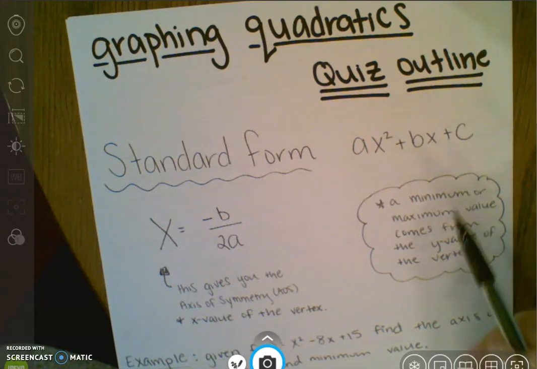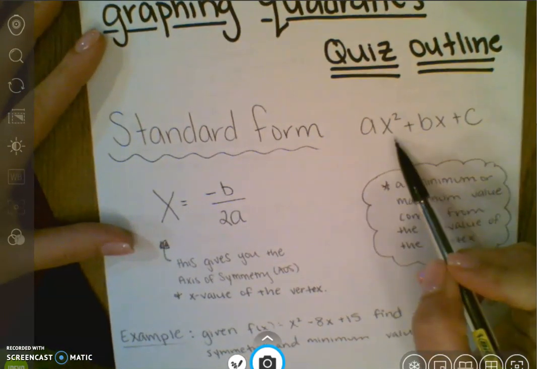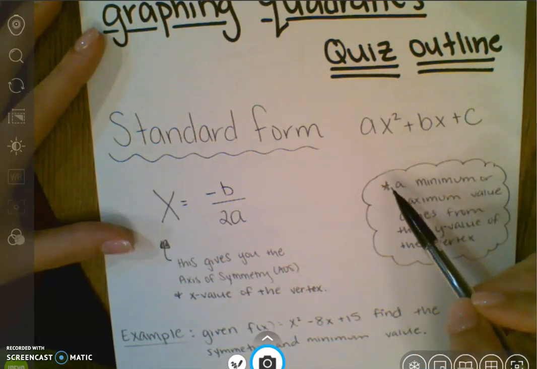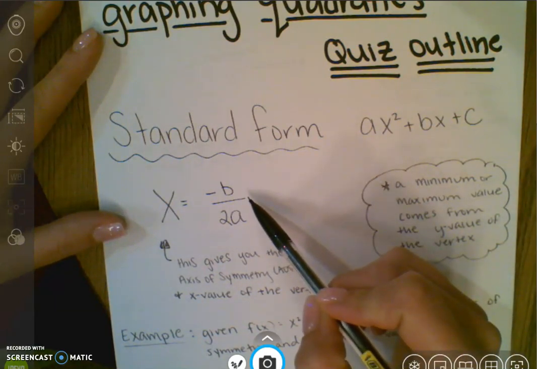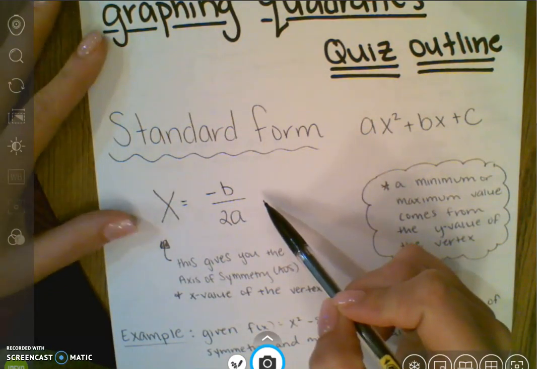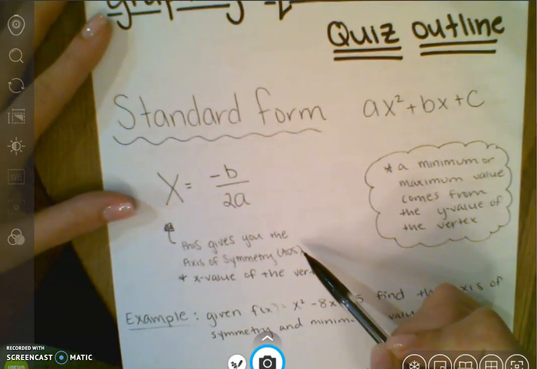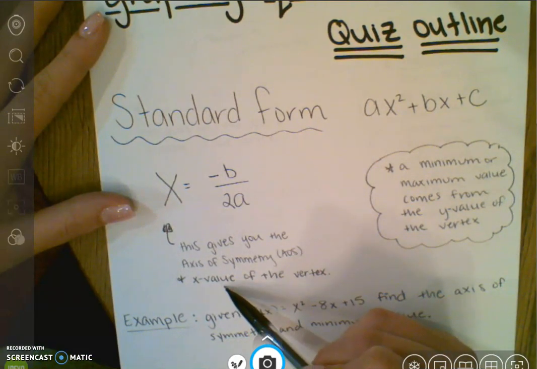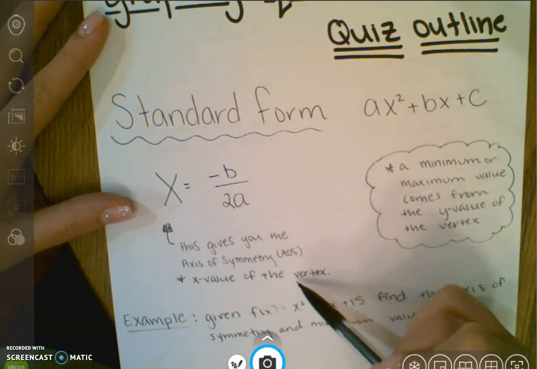The first thing we go over is standard form. Standard form is ax squared plus bx plus c. This is the very first thing we did, where we found the vertex using negative b over 2a. We did this while we were still in school. Okay, negative b over 2a. Remember, this gives you the axis of symmetry, which we call the AOS, and also gives you the x value of the vertex. That's everything this gives you.